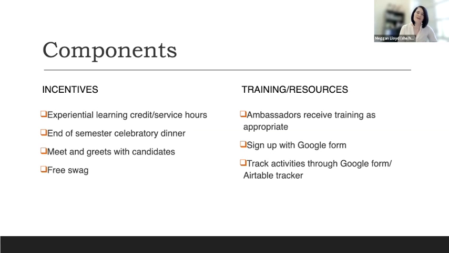Thinking about other pieces, of course, like celebratory dinners. Our colleagues in governmental relations often do meet and greets with candidates and bring them to campus, so having these students be part of those and get special invitations to other things like that on campus that would be of interest. And of course, branded swag that would help publish and market the program as well.